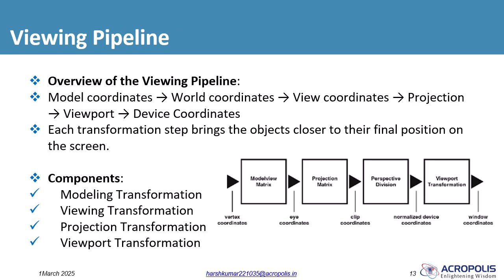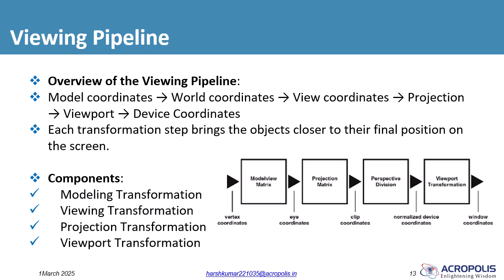Let's take a deeper look into the viewing pipeline. First, an overview of the viewing pipeline. These are the basic steps that we have gone through in a pipeline. First step is the model coordinates, then the world coordinates, which are next converted to viewing coordinates, which are then converted to projections, then viewport, and finally we get the device coordinates. Each transformation step brings the objects closer to their final position on the screen.